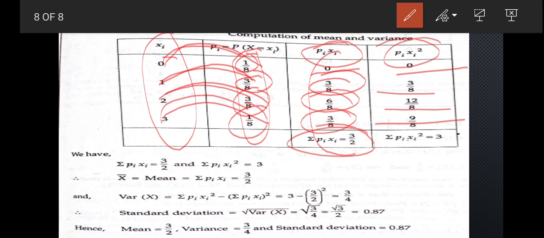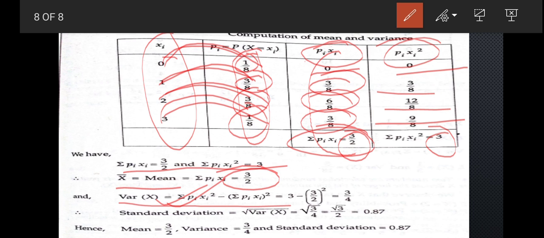So if you do summation of pi xi, you will get 3 by 2. And if you do summation of pi xi square, you will get 3. So this is the value. Now mean is clear, summation of pi xi is the mean, so it is 3 by 2. And to find the variance, you have to use this formula, summation of pi xi square minus summation of pi xi whole square. So it's 3 minus 3 by 2 whole square, that is 3 by 4.